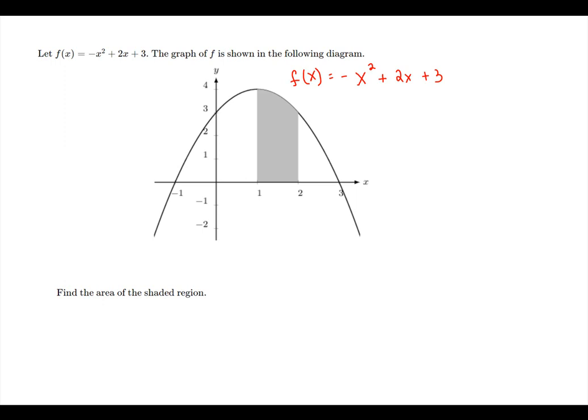Alright, so let's take a look at this integration problem. So we're given this function negative x squared plus 2x plus 3. So that's this parabola right here. So they want us to find the area of the shaded region. So we're trying to find the area underneath the curve.